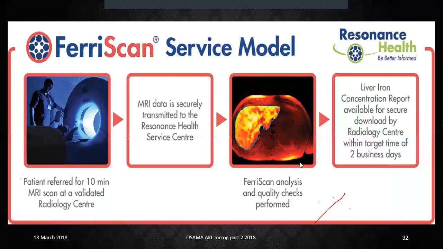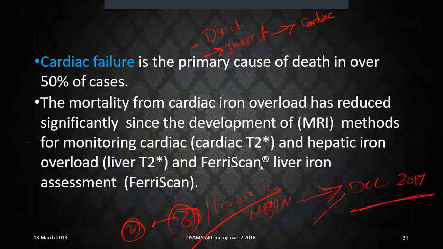It's called Ferriscan. So we use MRI T2. There is MRI T1, we don't use it. We use MRI T2 for assessment of iron inside the liver and inside the heart.